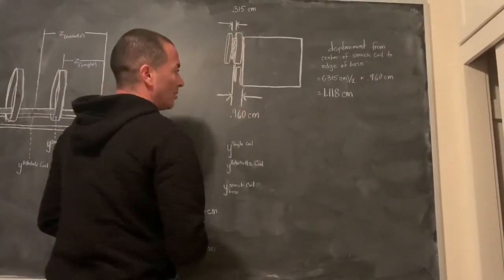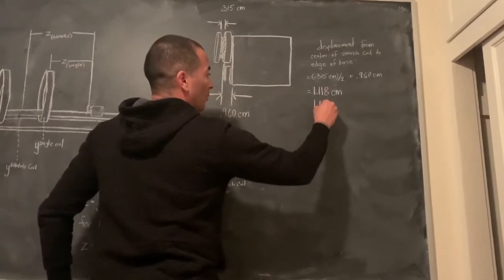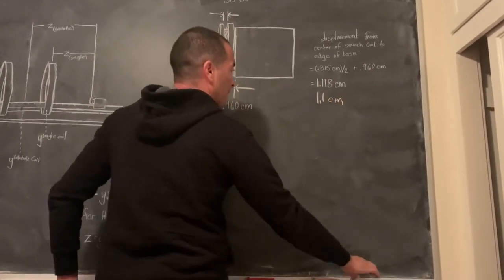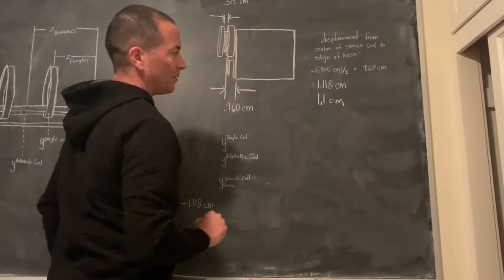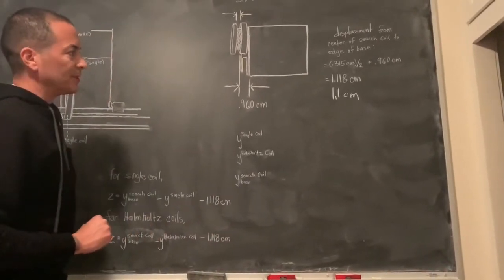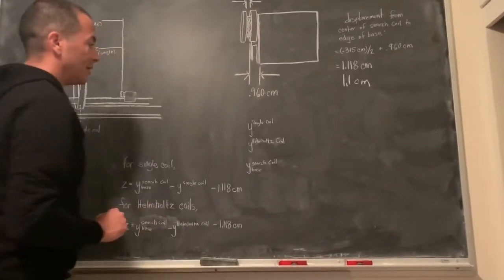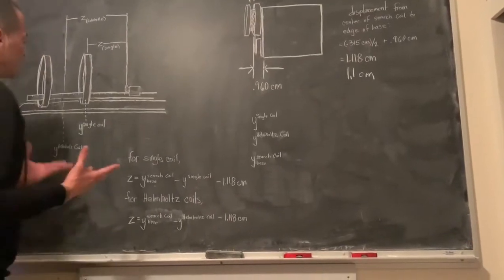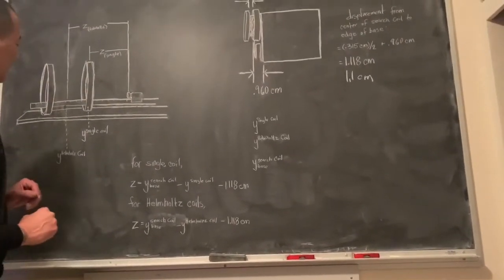You know what, let's just call it 1.1 centimeters. That's too many significant figures anyway for our purposes. So the offset is 1.1 centimeters. So this is how I went about collecting the data.